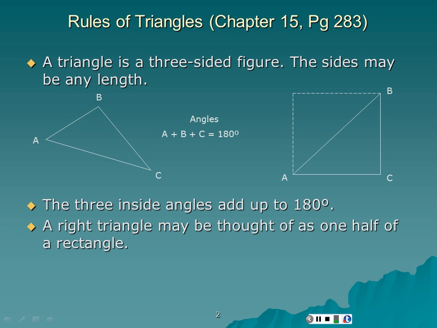Rules of triangles. We looked at all this before, just as a refresher, that any triangle has three angles, and doesn't matter what kind of triangle it is, all the angles add up to 180 degrees. A right triangle may be thought of as one half of a rectangle, right? Because if you divide the rectangle along the diagonal, you will have two different triangles, right?